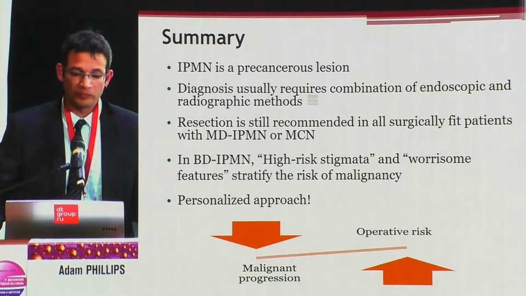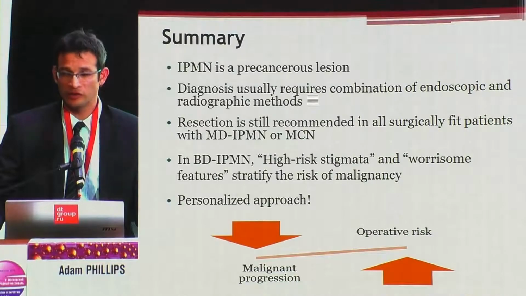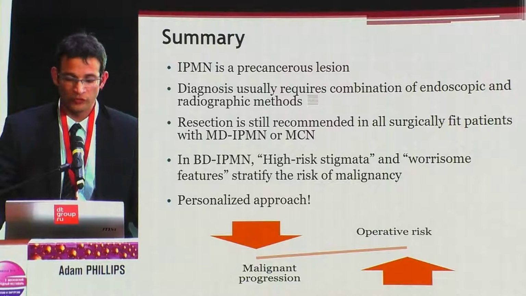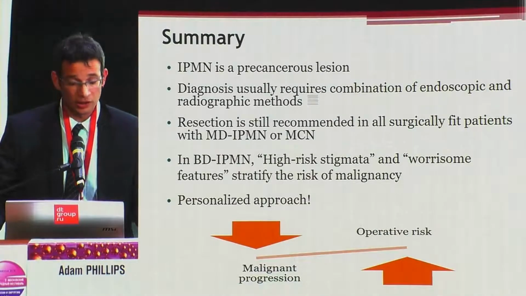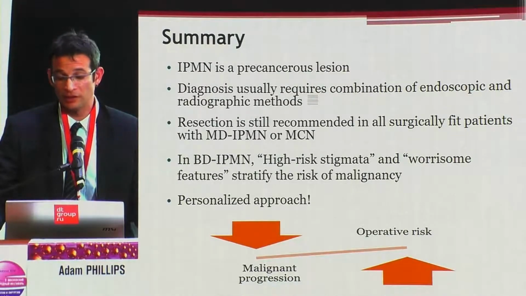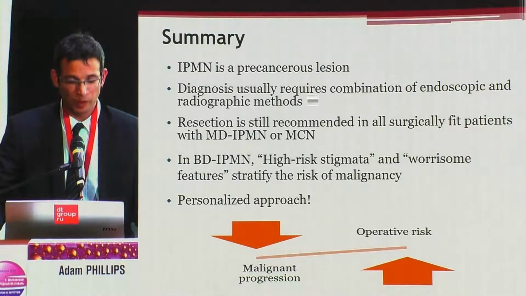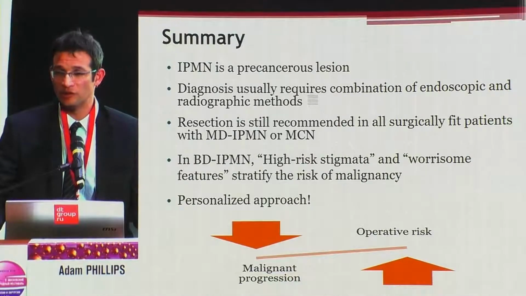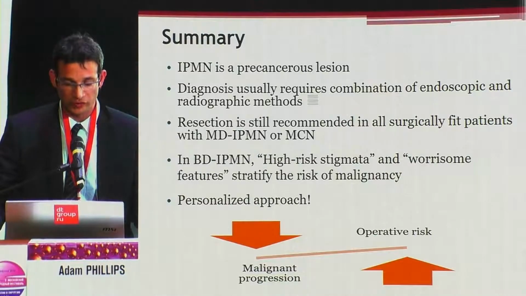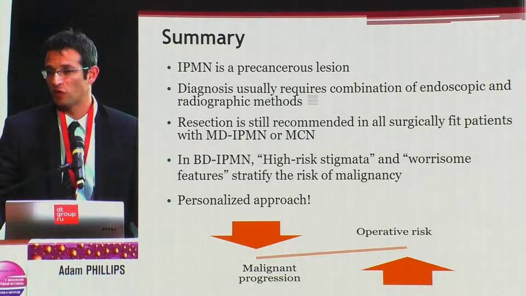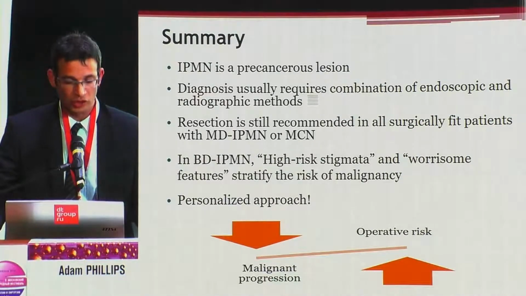In summary, IPMN is a precancerous lesion. The diagnosis usually requires the combination of endoscopic ultrasound and radiographic methods. The CT and MRI are perfect. Resection is still recommended in surgically fit patients for main pancreatic duct IPMN and mucinous cystic neoplasms. If we have a branch duct IPMN with high-risk stigmata and worrisome features, we need to stratify these patients for malignancy and send them also to resection.